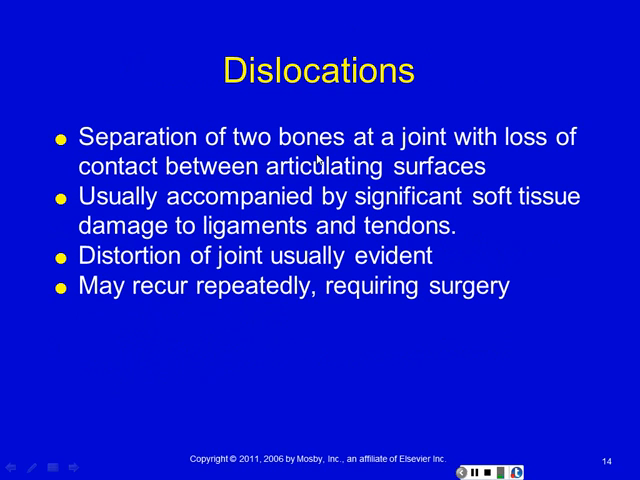A dislocation is where bones have not broken, but they've come out of articulation. So, we have many joints in our body, and all of them occur where two bones come together and are held in place by tendons and ligaments and muscles. But a dislocation can occur, and this is where the joint has been disrupted. One bone has been pulled out of place, essentially.